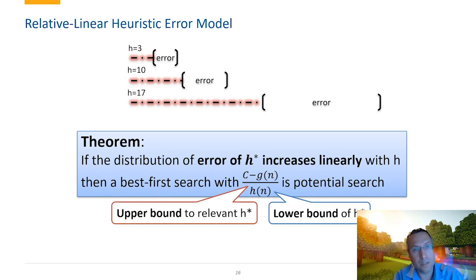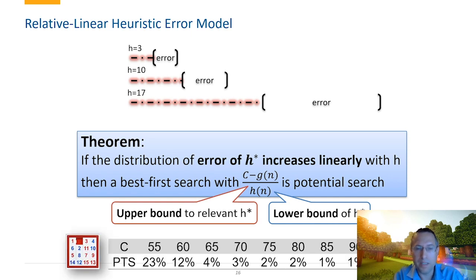Second good thing about this heuristic error model is that we actually tried it and it worked quite well. What you can see here in this table is the percentage of nodes potential search with this model expanded out of all the nodes A star would expand. And you can see this for different cost bounds, which are shown in the columns 55, 60, and so on. You can see that as we wanted, potential search is able to be much faster than A star and gain even more speed as we increase the cost bound, which makes sense because higher cost bounds means easier problems.